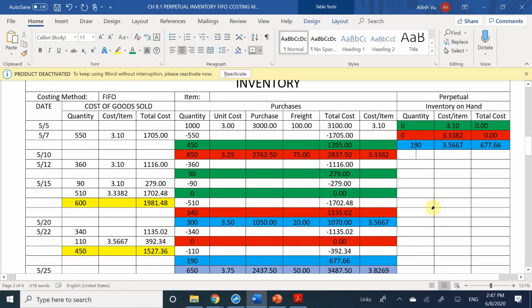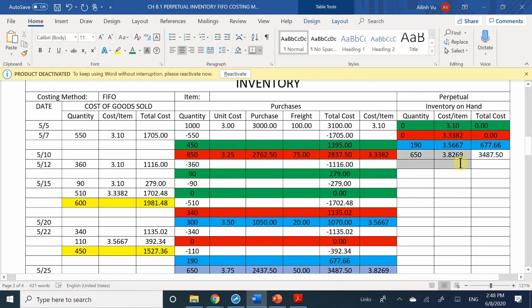Okay, so this is 650 going at $3.8269, and then our total cost for that is going to be $3,487.50. Okay, so again, I'm gonna highlight this.